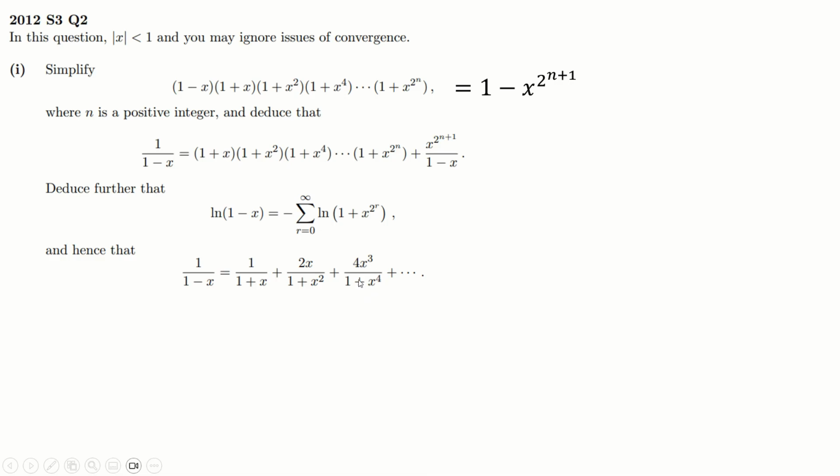How would you get 4x cubed from any of this? Well, it's the derivative of x to the 4, right? So I think if we just differentiate both sides, if we take this statement up here, which I'm not going to bother writing with the sum, I'm just going to say it goes on forever.